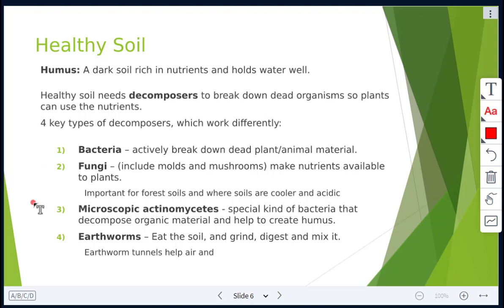Okay, microscopic actinomycetes. These are special kinds of bacteria that decompose organic material and help to create the humus. And then there are earthworms, which eat the soil, grind it, digest it, and mix it up. They also create tunnels in the soil, which helps keep air in the soil.